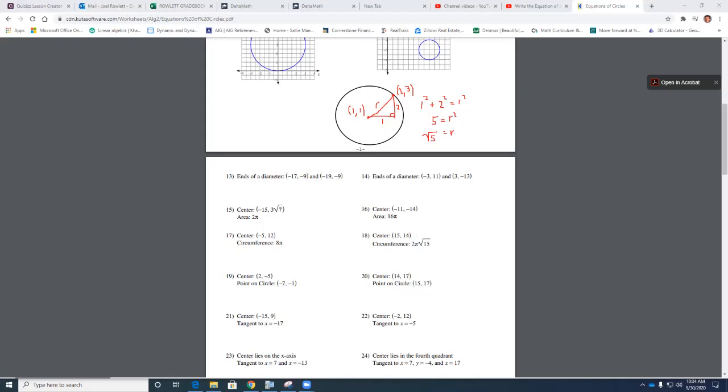So let's see what we now know. We know the center of the circle is at 1, 1. We figured out that the radius length is the square root of 5. So now I have enough information to write the equation of the circle. So let's do that. It's going to be x minus 1 squared plus y minus 1 squared is equal to the square root of 5 squared, which is 5. So this would be the equation of the circle.